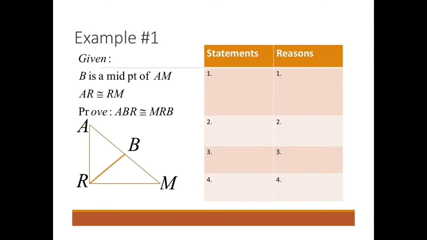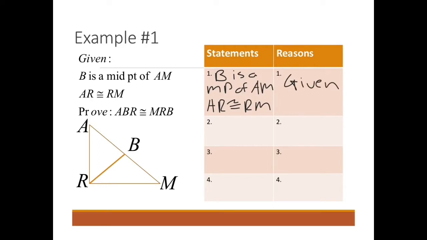Alright, let's go ahead and look at our proof here. We're going to begin the same way we always do. We're going to write down our given information. So we know that B is a midpoint. I'm going to abbreviate midpoint with MP of AM. We also know that AR is congruent to RM. And our first reason is always given.